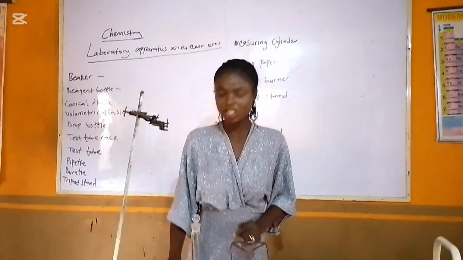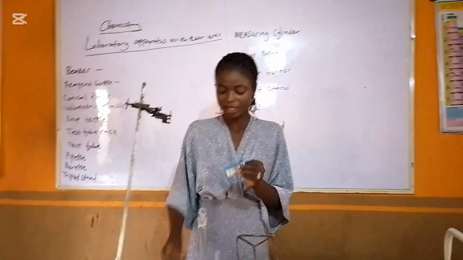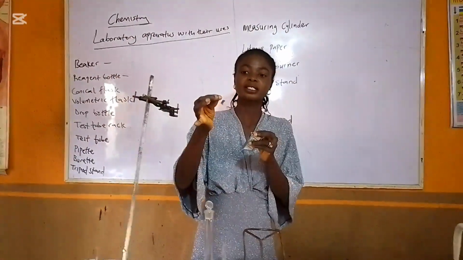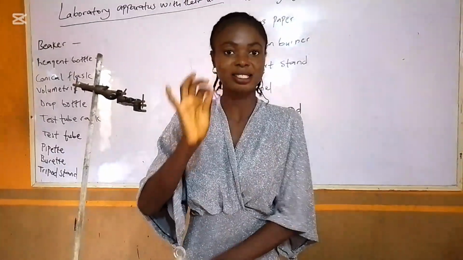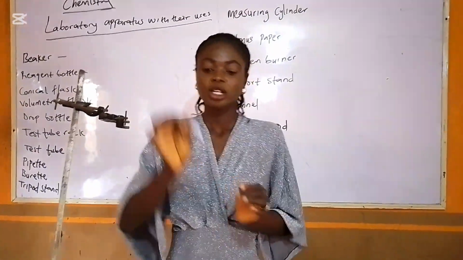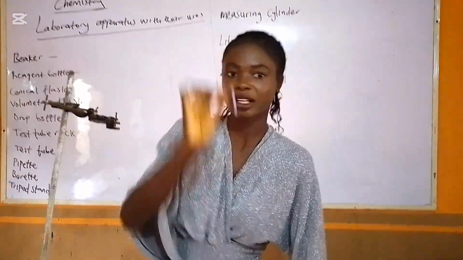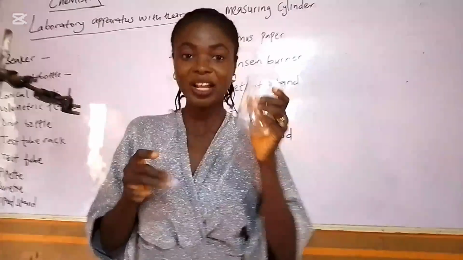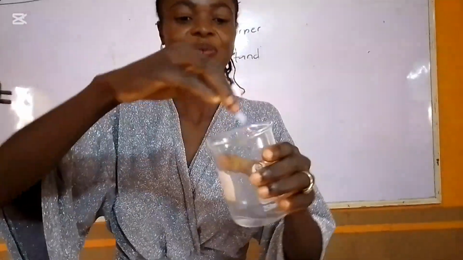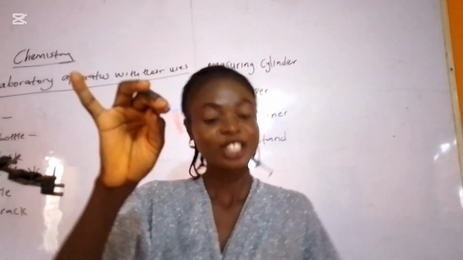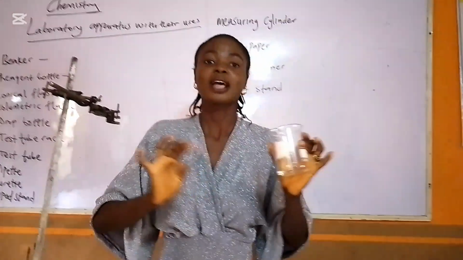And this is litmus paper. This is blue litmus paper, and you can see this is what it looks like. Blue litmus paper is used to test for acidity. When you dip blue litmus paper into an acid, it's going to change the blue color to red. Let's check that. This is an acid, so let me dip the blue litmus paper into it. Can you see? It has turned red. So it helps us to know that this unknown solution is an acid.